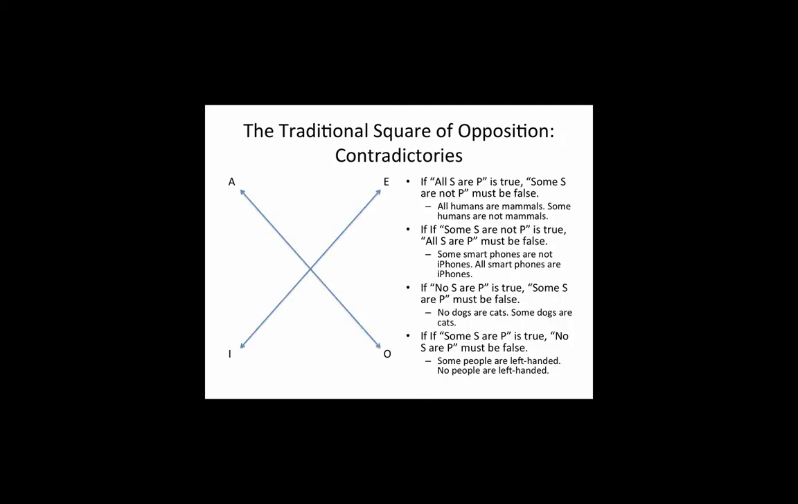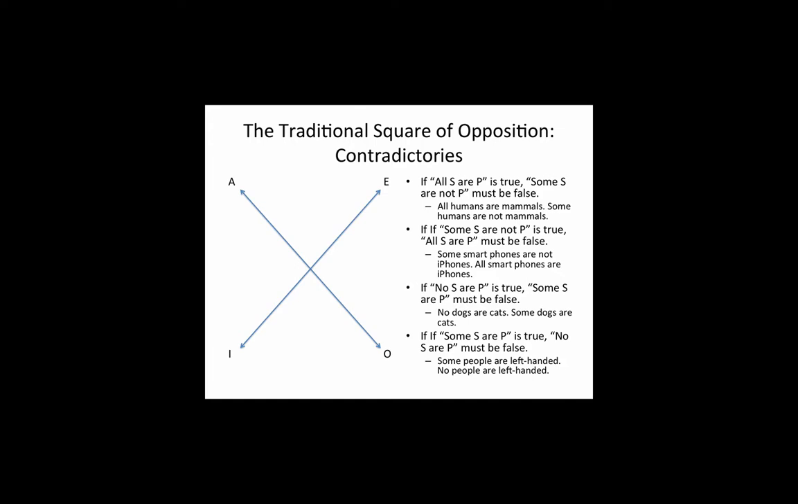Now let's take a look at contradictories. Remember that contradictories are propositions that cannot be true at the same time, and they cannot be false at the same time. So we don't even need to know the truth value of the premise, because the immediate inference, the contradictory, will always have the opposite truth value.